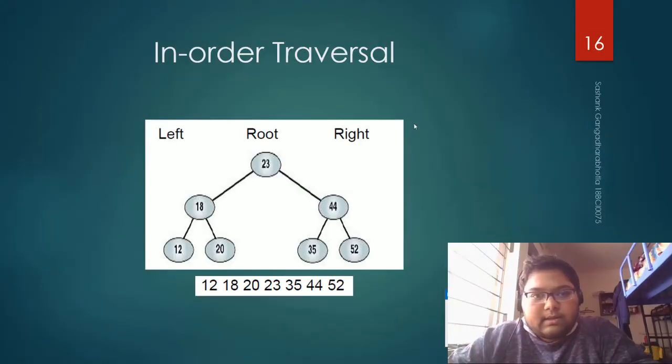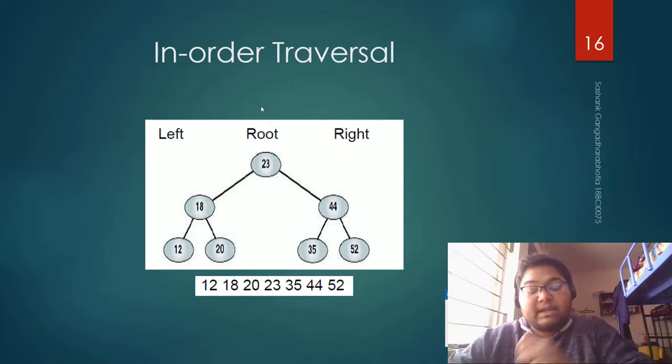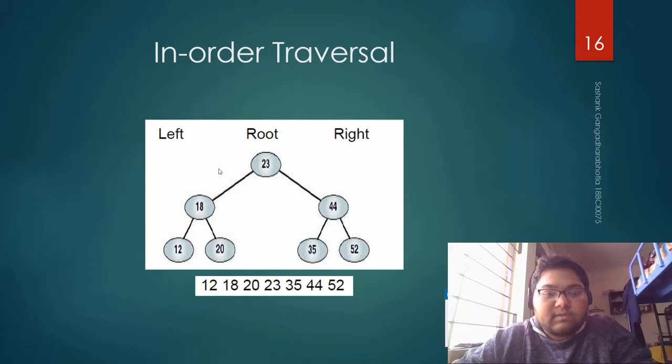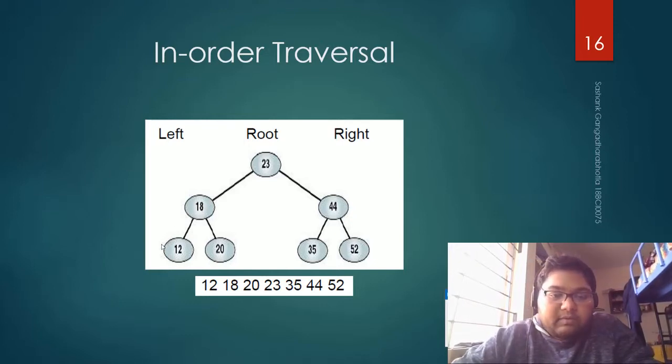So the next, as you know, is in-order traversal, which is a little bit similar and a bit easier too than the first one. So here, as I already said, let's start from 12, then go to 18, then to 20, then to 23, then to 35, then to 44, then to 52.